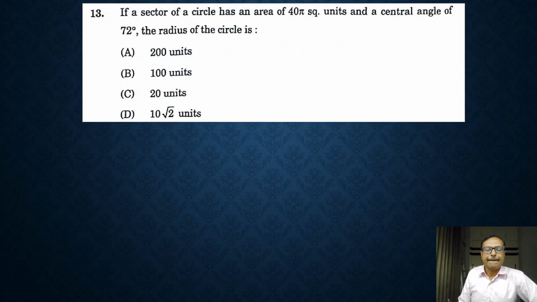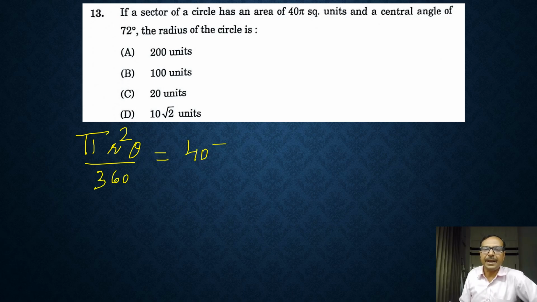Question number 13. A sector of a circle has an area of 40 pi. The area of a sector is pi r square theta upon 360. This is given as 40 pi, so the pi gets cancelled. And what else is given in the question? Central angle of 72 degrees. So r square into 72 upon 360 equal to 40.